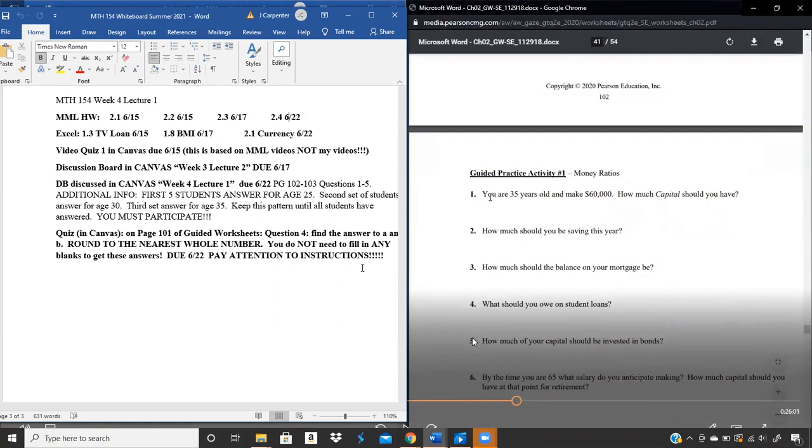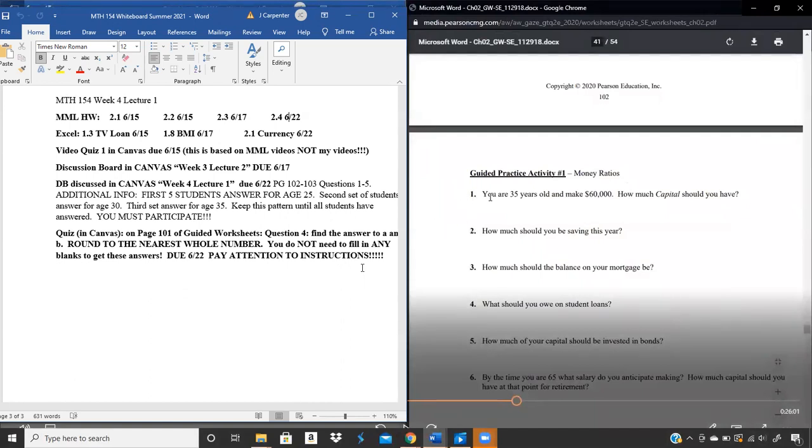Then student number 6 comes in and they'll answer number 1, but for age 30. Student 7 answers number 2, but for age 30. Student 8 answers number 3, but for age 30. Student 9, student 10, and then student 11 comes in and answers number 1 for 35. Then 12 through 15, you get the idea. Student number 16 answers number 1 for age 40. Student number 21 answers number 1 for age 45. The pattern should be clear with that.